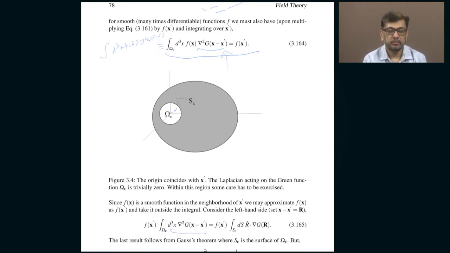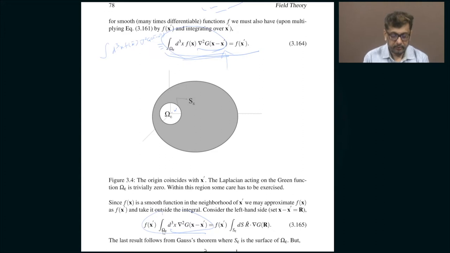Because x is arbitrarily close to x dash, being inside this omega epsilon, I will simply replace x by x dash inside f of x, because f of x is smooth. Only in f of x can I do that. Smooth means infinitely many times differentiable. So, I can always replace x by x dash and pull it out of the integration, and then you get this result. In other words, the left hand side is basically the same as this, because I just approximated f of x. It is not really an approximation; it becomes exact as epsilon tends to 0.